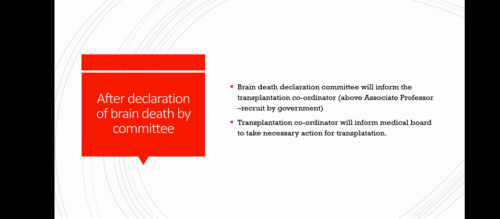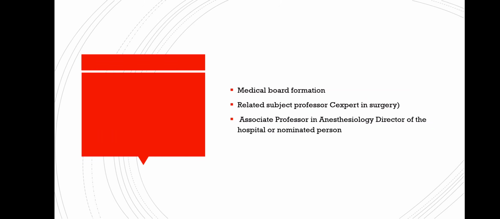Next, after declaration of brain death by the committee, first the brain death declaration committee will inform the transplantation coordinator and associate professor as required by the government. Then the transplant coordinator will inform the medical board to take necessary action for the transplantation. Then the medical board is formed of a professor, experts in surgery, an associate professor in anesthesiology, and the director of the hospital or a nominated person.